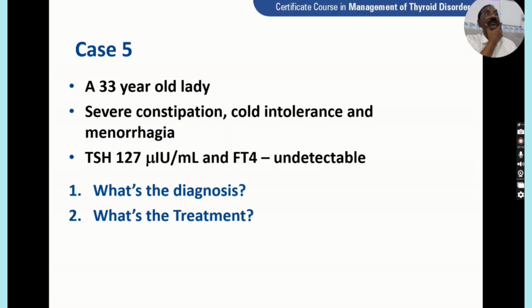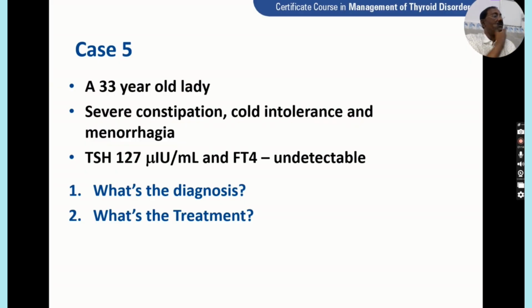So what is the treatment? Oh, good, levothyroxine, very good. How much dose do you give? Good, 1.6 into kg body weight. 1.6. Some people give 1.7, but you remember 1.6. 1.6 into, see the weight of this patient is maybe 70 kgs.